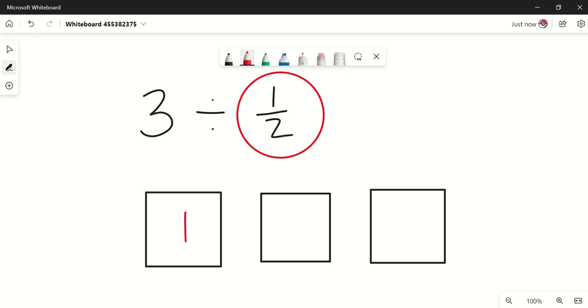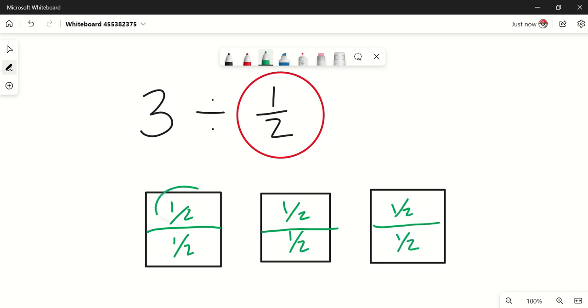3 is made up of 1, 2, and 3. 3 wholes. Those wholes each have a half. So if I were to split each one into half, so this being 1/2, this being 1/2, this being 1/2, and so on, you'll notice that I have 1, 2, 3, 4, 5, 6 halves. So 3 divided by 1/2 is still 6.